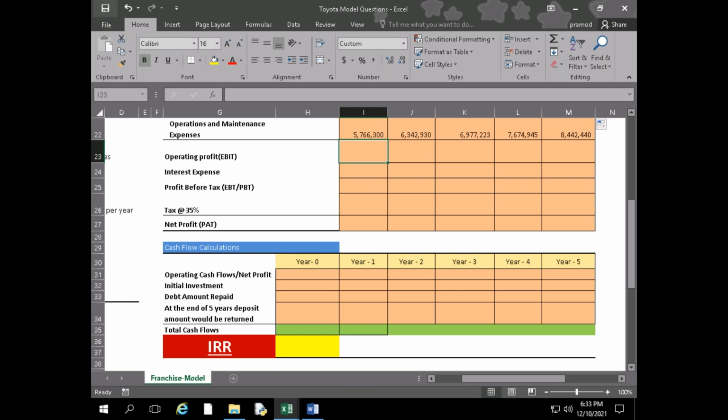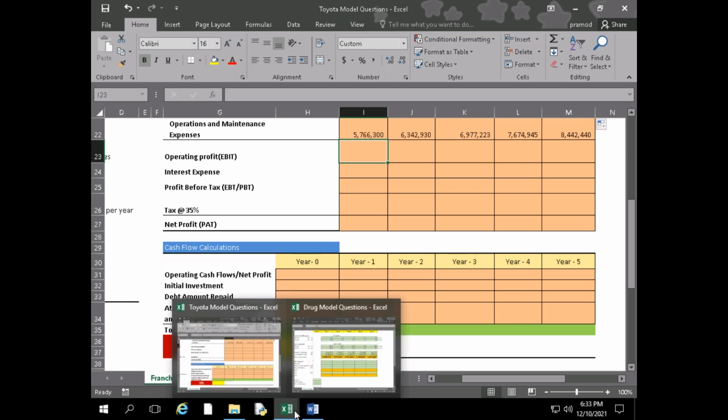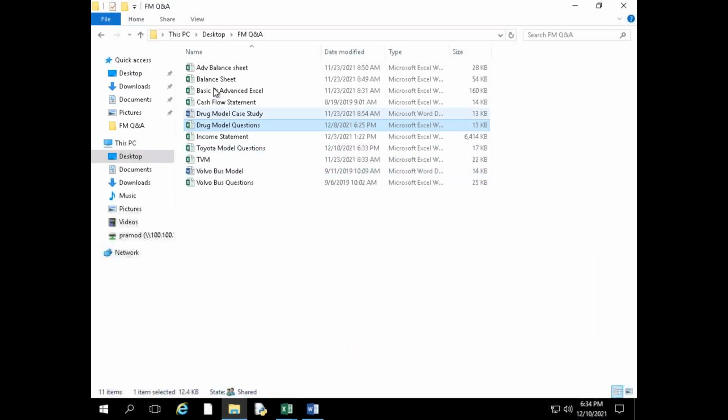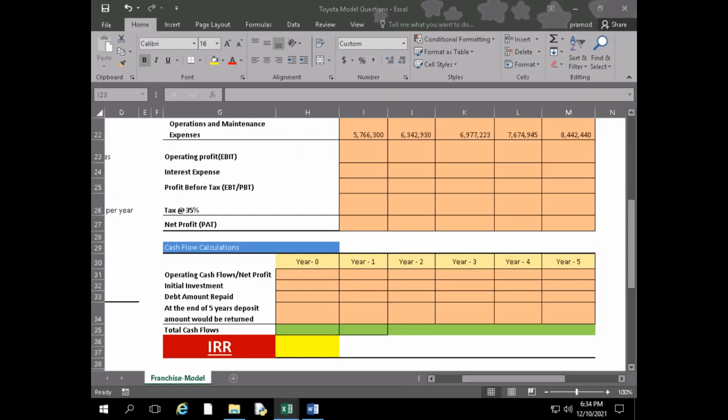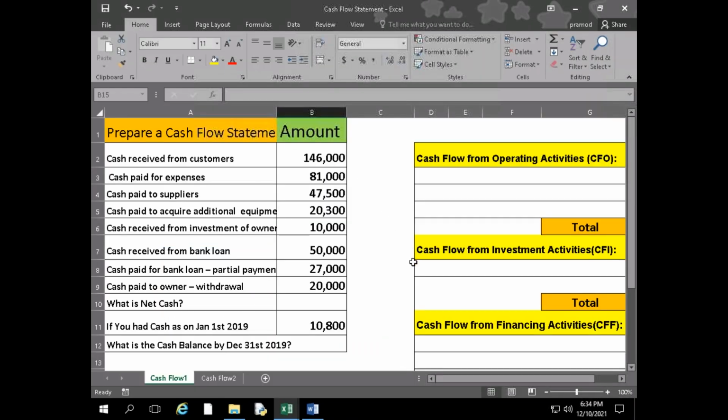Yeah, cash flow I'll explain. See, I'll just give you the hint of the cash flow. That income statement I have sent you notes, that Word note. In that, at the end you have the cash flow questions. See, cash flow is nothing but flowing in, flowing out to represent the total cash.